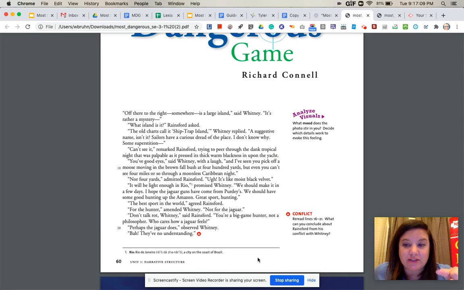So Rainsford is his last name, Whitney is his last name. These are two men that are on this boat. Remember, we said in the presentation that big game hunting would be something that only wealthy men would do at this time. So a lot of times people get confused and talk about the girl that was on the boat. No. Whitney is a boy, and he and Rainsford are friends, and they are going to be going big game hunting, right?